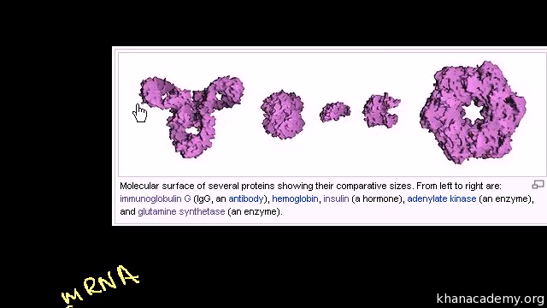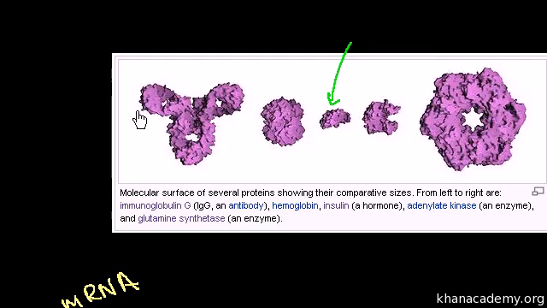It's key in our ability to process glucose in our body. So this right here is insulin. It's a hormone. Sometimes you hear people talking about your immune system, sometimes your endocrine system and hormones, sometimes your digestive system. And this is hemoglobin, which essentially transports our oxygen in our blood.